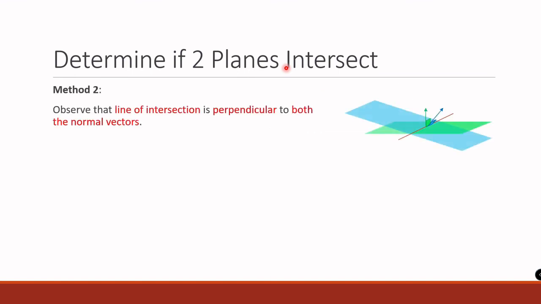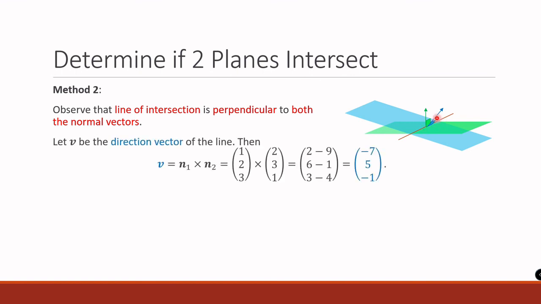Method 2 is to make use of the fact that the line of intersection will be perpendicular to the normal vectors of the two planes. Both the normal vectors will be perpendicular to the red line. Hopefully from this diagram you can see the 90 degrees here. So what I can do to find the direction vector of the line is to take the normal vectors of the two planes and cross them together.